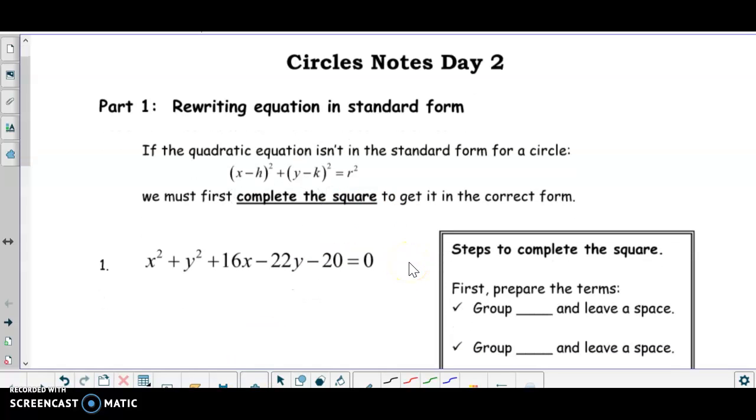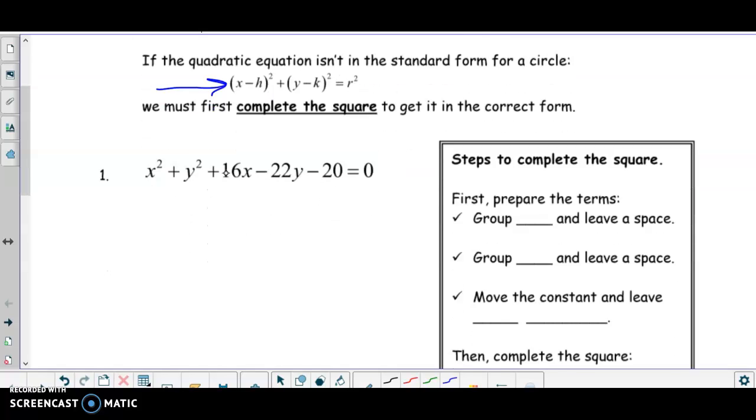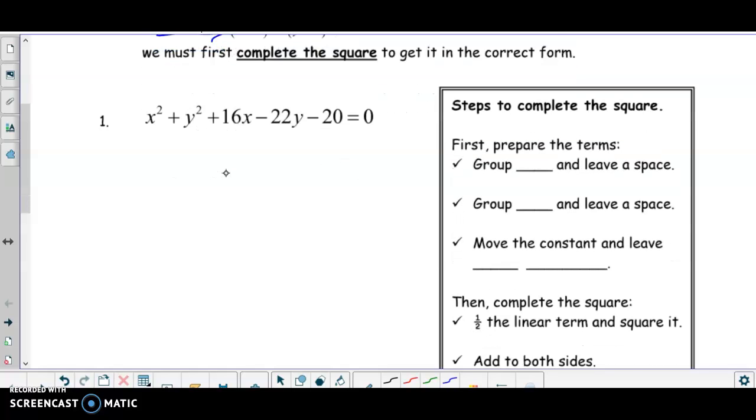As we continue to talk about circles, we need to talk about what to do if an equation is not already in our standard form for our circle. So the completing the square that we did for the quadratics is going to come into play here. I'm going to walk you through all of the steps so that we can do this together.